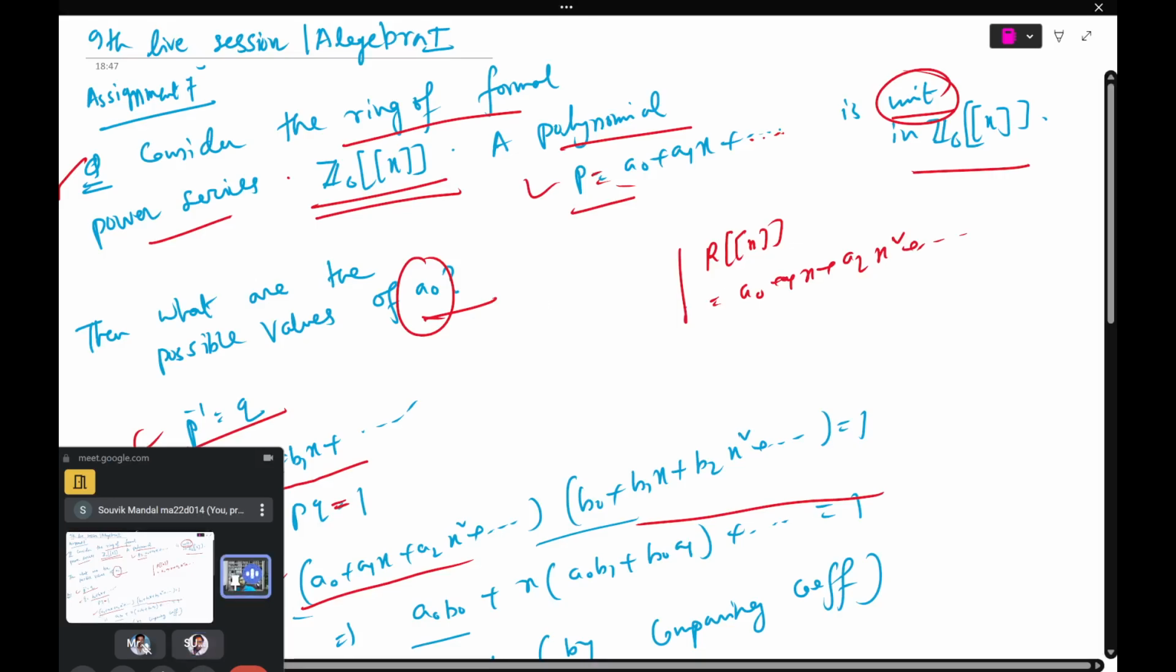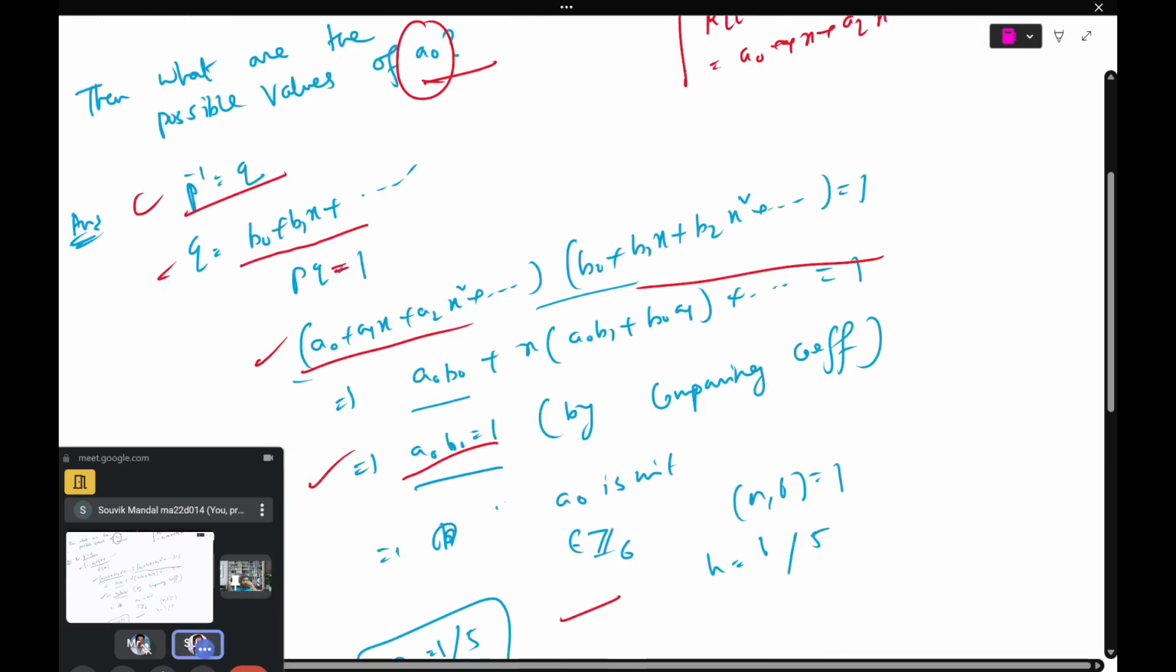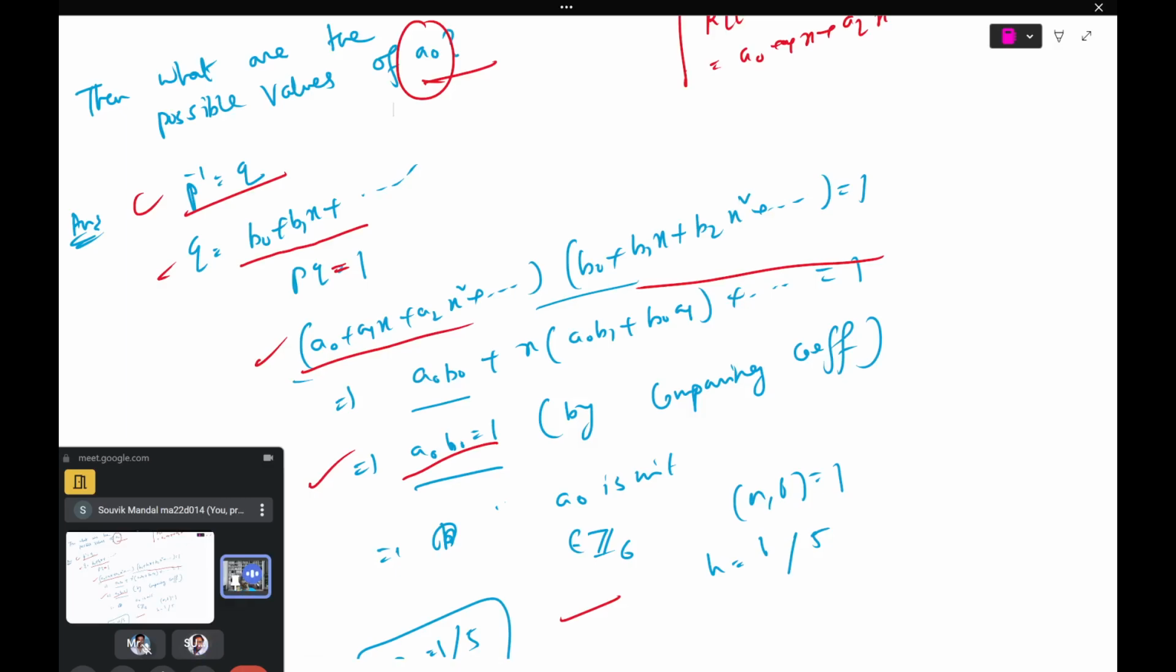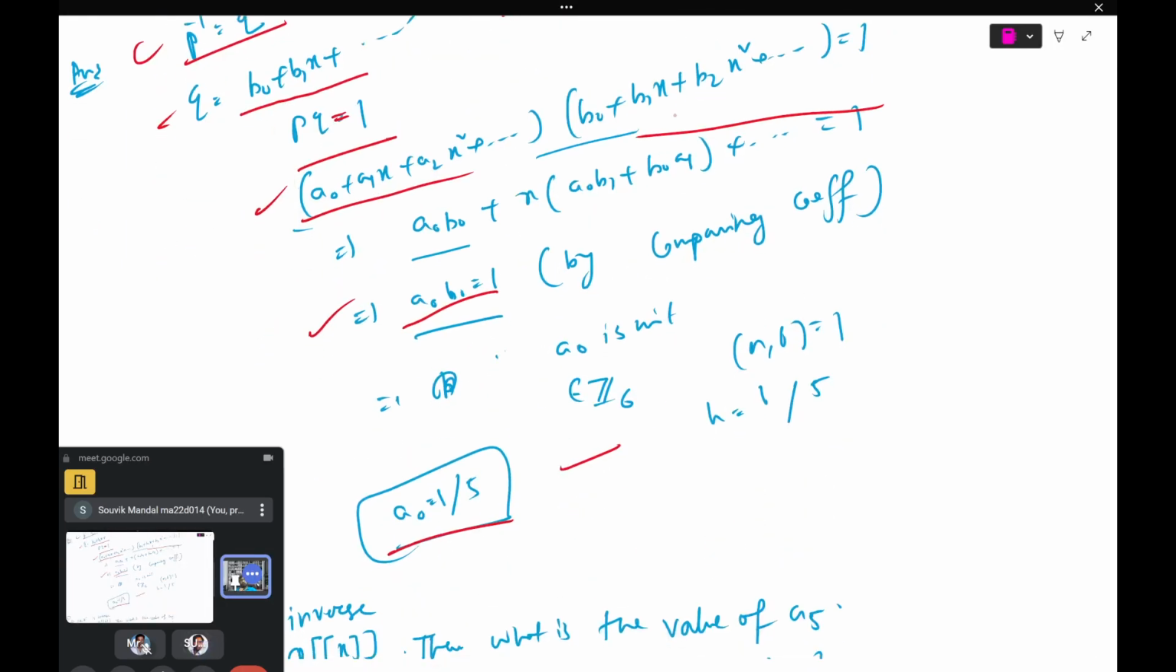No issue. So look, it is given that P is a unit. So P inverse is equal to Q, we can assume. Since P is a unit in Z6 double bracket X, Q will also belong to Z6 double bracket X, that is, the inverse will belong to that ring. Now PQ is equal to 1, being the inverse. So we can multiply those two polynomials to get 1. Am I right?